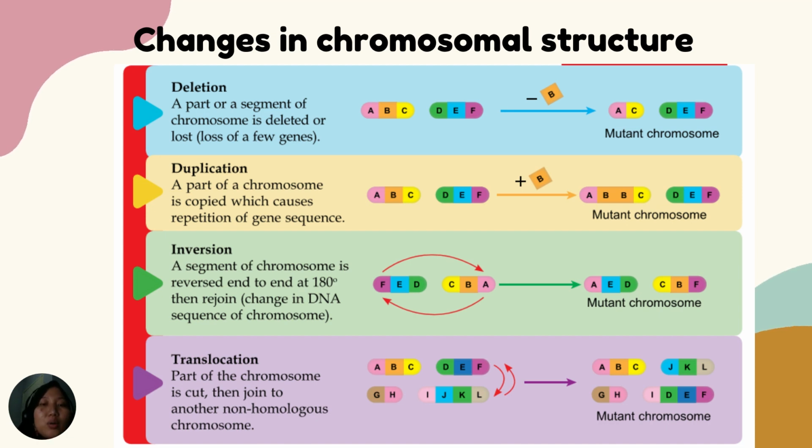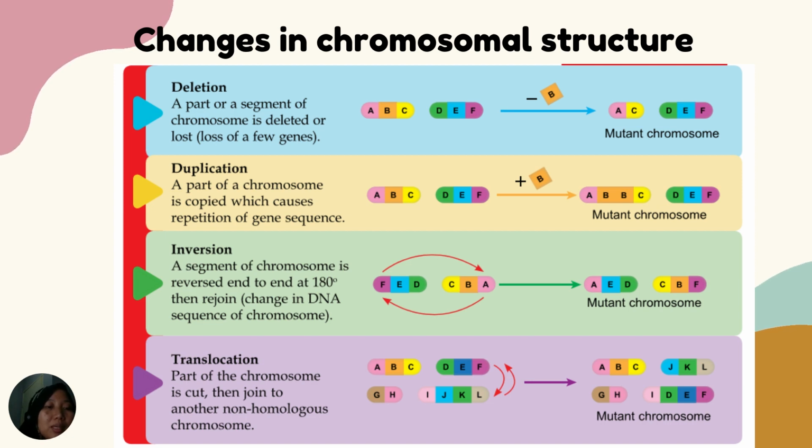Let's say, for example, here you can see this is the normal one, A, B, C, D, E, F, and then the segment B has been removed. So there you go, you have a mutant chromosome. You have a new chromosome. So this becomes abnormal. So the next one, duplication. Duplication of a chromosome means a part of the chromosome has been copied and a gene sequence is repeated. You can see here, on segment B, there's a duplicate of B, and then the mutant chromosome has a double B segment. So again, this is a mutation.